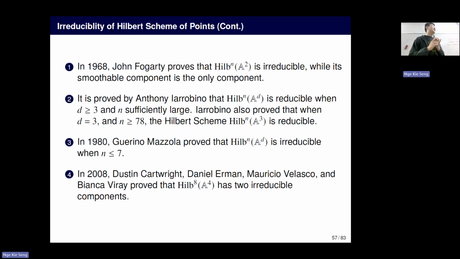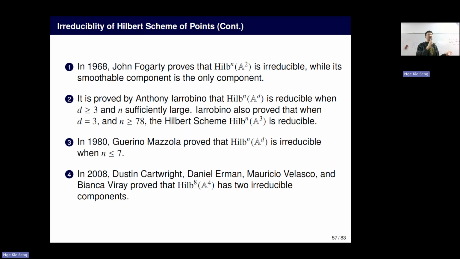Later we will see the irreducibility of the Hilbert scheme, and this is quite a historical problem. As Justin mentioned, in 1968, Fogarty proved that the Hilbert scheme of n points in A^2 is irreducible, while its smoothable component is its only component. It was proved by Iarrobino that the Hilbert scheme of n points in A^d is reducible when d is greater than or equal to 3 and n is sufficiently large. He also proved that when d equals 3 and n is greater than or equal to 78, the Hilbert scheme is reducible. Later we will see an example that the Hilbert scheme of 102 points in A^3 is reducible. Later in 1980, Mazzola proved that the Hilbert scheme of n points is irreducible when n is less than or equal to 7.